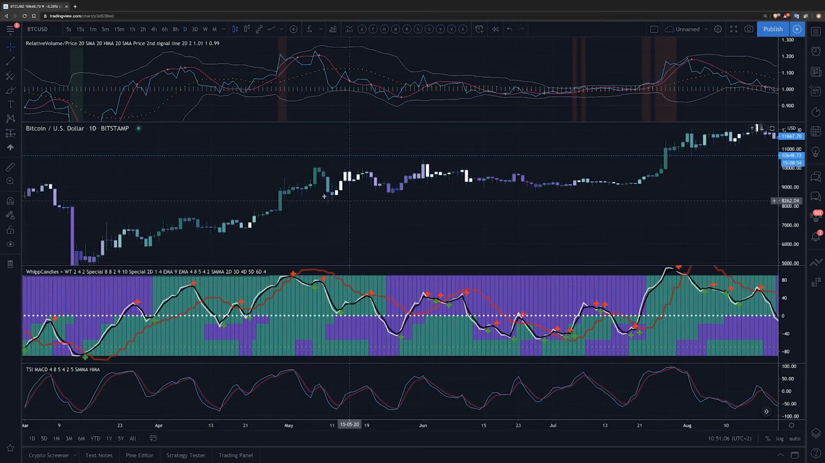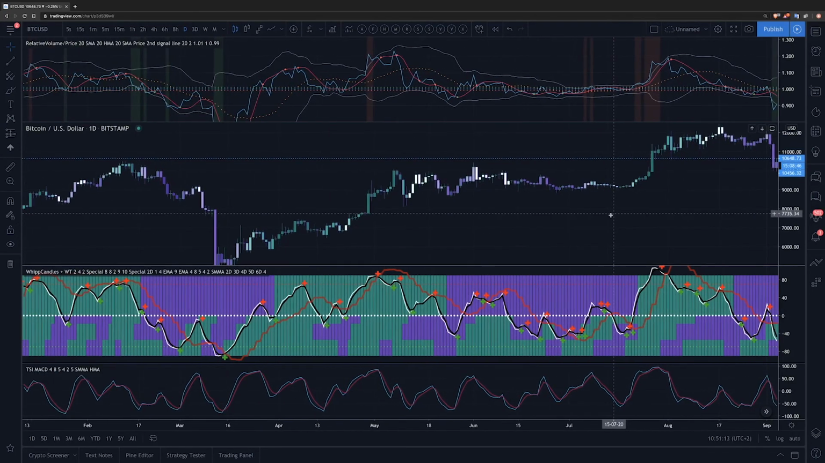Before how many days? 9th. Yeah, before a few weeks of sideways. And then we have our breakout over here. But yeah, so that's just a quick video on whip candles and the other 3 indicators that are involved in whip candles, and a couple of examples of how to use it and what to do for tweaking it.